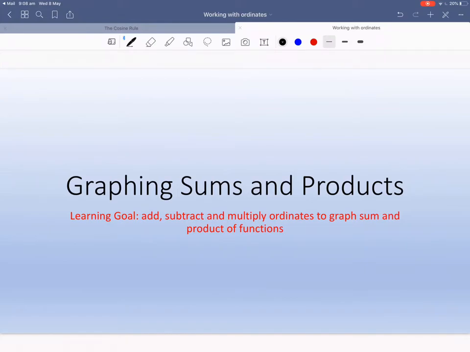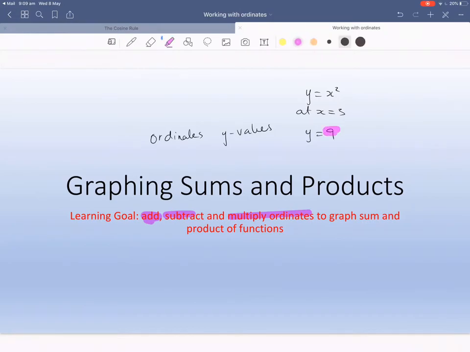So the learning goal, it's actually quite interesting. We're going to add, subtract, and multiply ordinates, okay? Now, what are ordinates? Ordinates are just y values, okay? So, for example, if I go y equals x squared, if I go at x equals 3, the ordinate is y equals 9. So that's our ordinate. The y value at that point is 9.